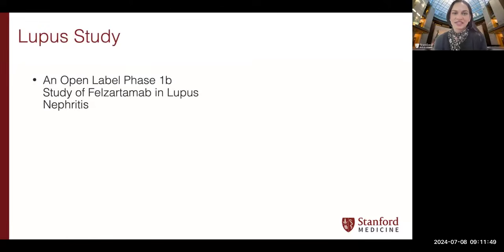So I wanted to start with, this is a research talk. One of the studies that we're doing is an open label phase 1b study of this drug called felzartamab in lupus nephritis. A lot of the trials that I do are drug trials. Again, this is a very vulnerable population. We need better treatments for these patients. And so it's always exciting when there are new possibilities and new drugs that we can help these patients with.